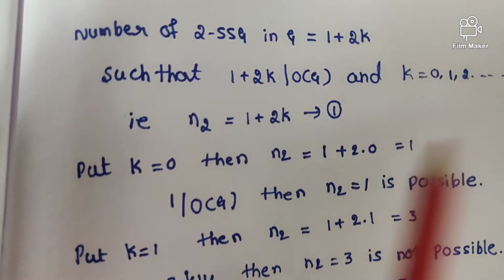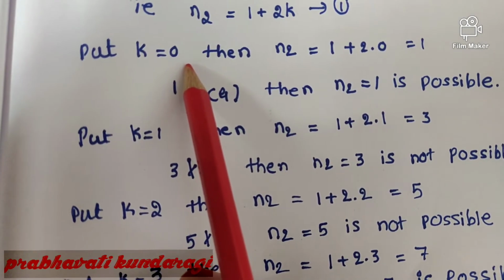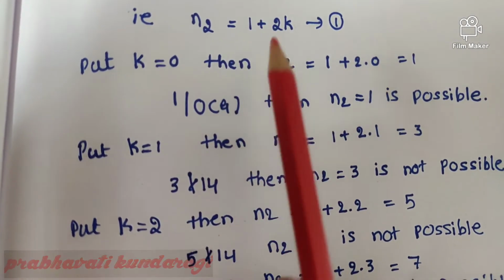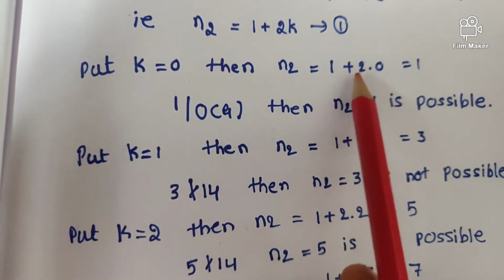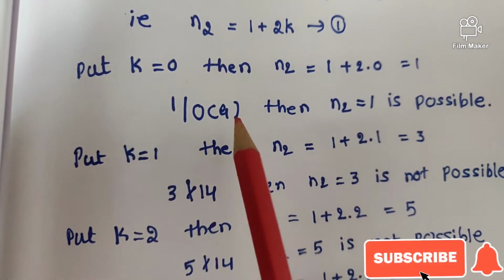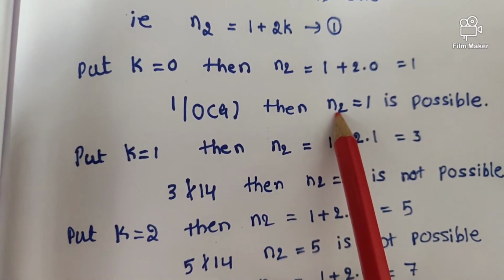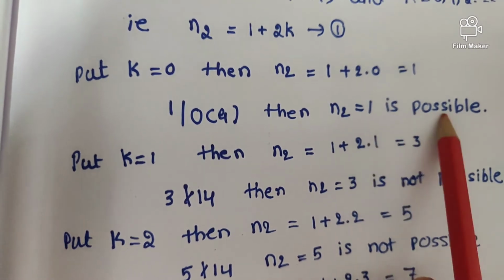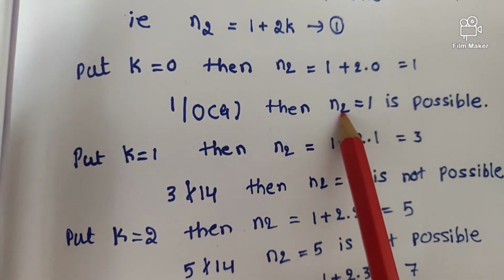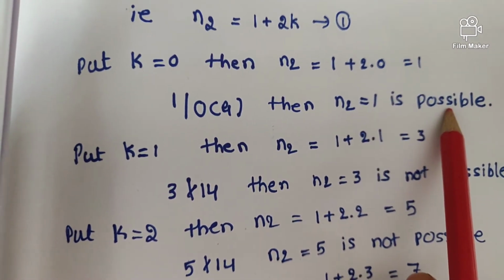This is our formula, and first I am going to put k equal to 0. If I put k equal to 0, then it becomes 1 plus 2 into 0, which is equal to 1. Of course, 1 divides the order of G, right? Then my n2 is nothing but 1. It means the number of 2 Sylow subgroups equal to 1 is possible.